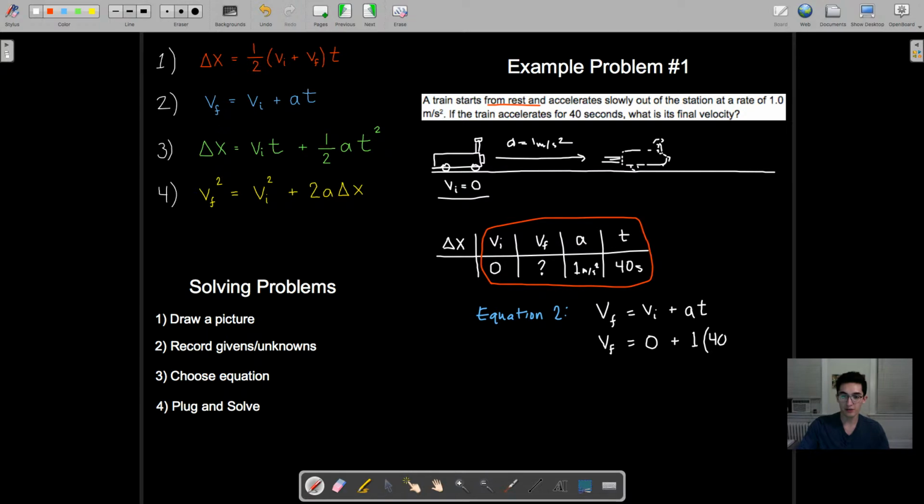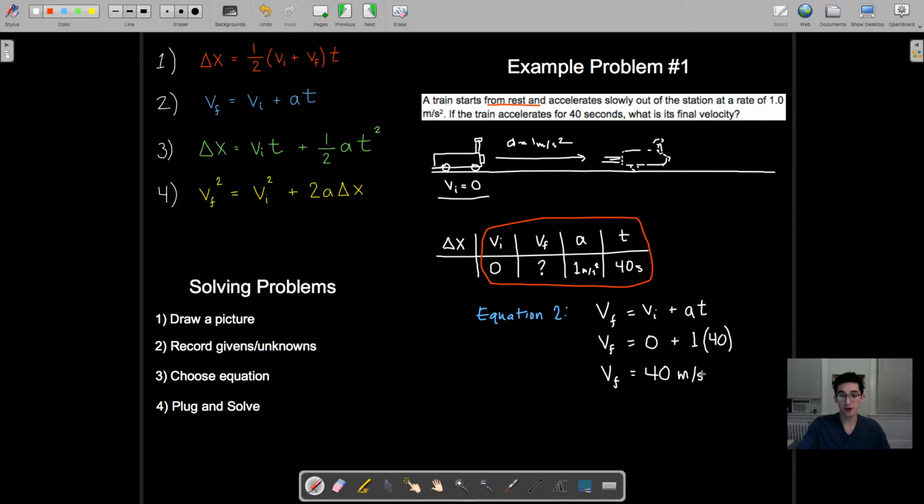Now I could include my units, but I don't have to because I know that all my units match. I have meters for all my distances and seconds for all my times, right? Acceleration is in meters and seconds. Time is in seconds. So my velocity will be in meters and seconds. Okay, so V final is equal to 0 plus 1 times 40. And for those of you that are wizard mathematicians out there, you'll know that this is equal to 40. 40 what? Well, it's a velocity, so meters per second.